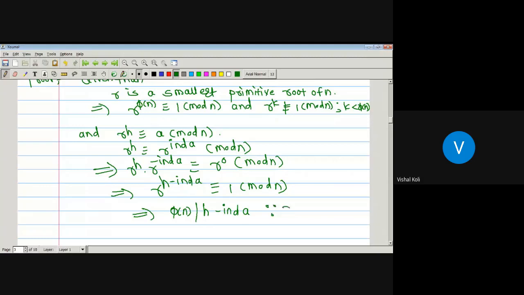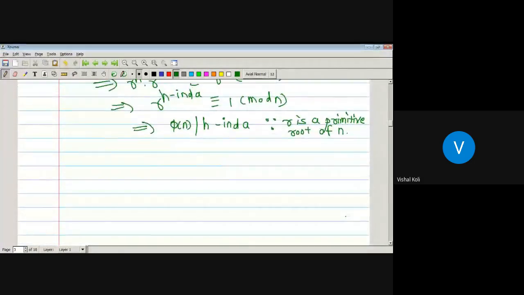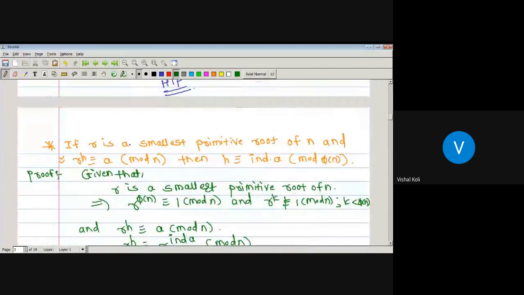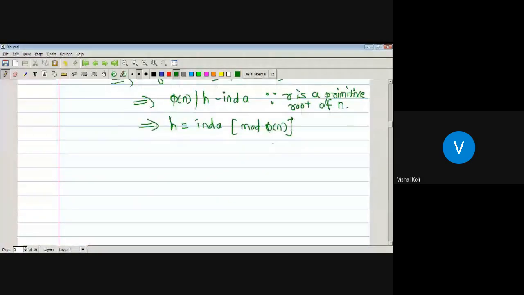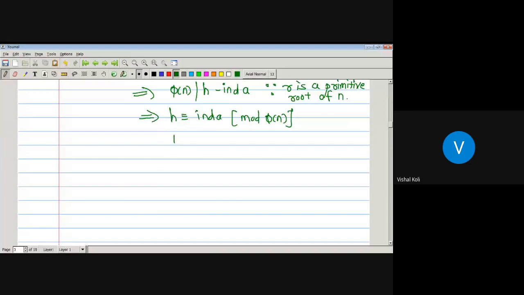Since r is a primitive root of an integer n, again we use the definition of congruence: as phi of n divides the difference of two integers h and index of a, h is congruent to index of a modulo phi of n. And that is what we had to prove: if r is the smallest primitive root of n and r to the power h is congruent to a modulo n, then h is congruent to index of a modulo phi of n. So we have proved the required result.